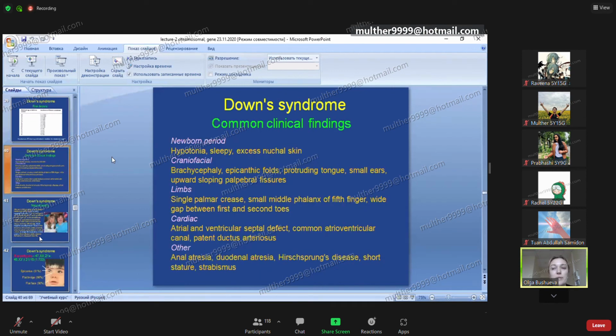So, the common clinical picture of Down syndrome includes hypotonia, sleepiness, excess nuchal skin, brachycephaly, epicanthic folds, protruding tongue, small ears, upward sloping palpebral fissures, single palmar crease, small middle phalanx of the fifth finger, wide gap between first and second toes, atrial and ventricular septal defects, common atrioventricular canal, patent ductus arteriosus, and others such as anal atresia, duodenal atresia, short stature, strabismus, and so on.